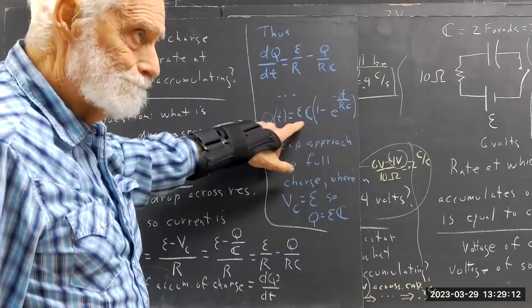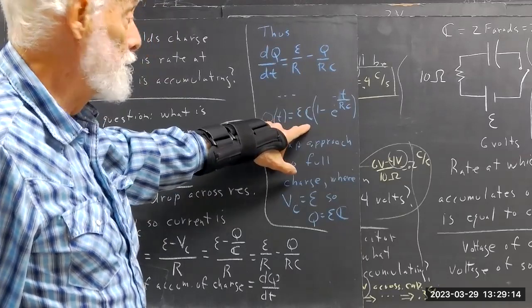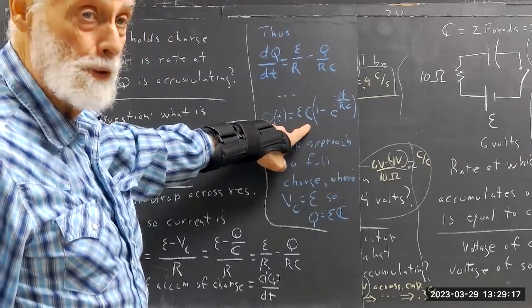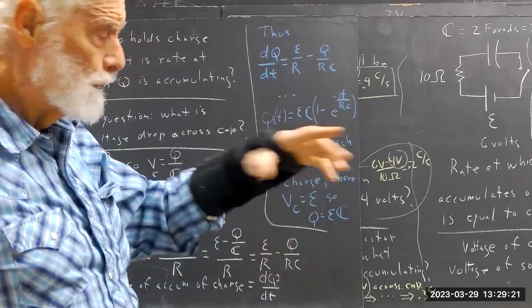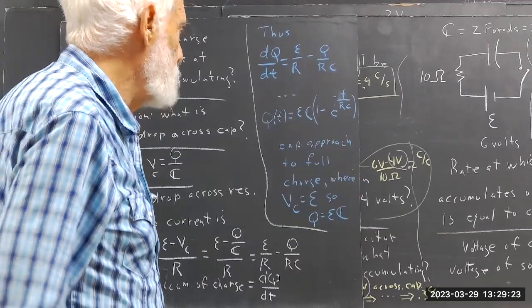And the voltage across the capacitor is equal to the voltage of the source. Okay. Different ways to think about it. You want to understand it in all those ways. Okay.